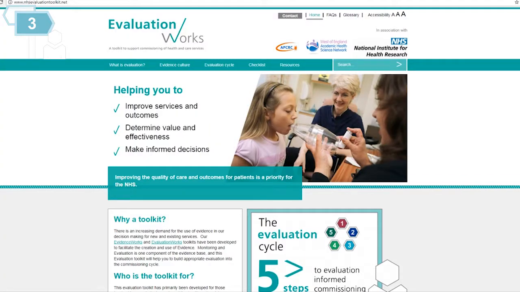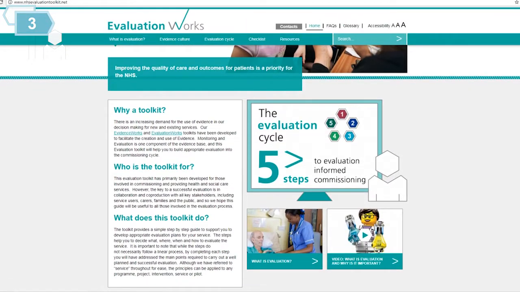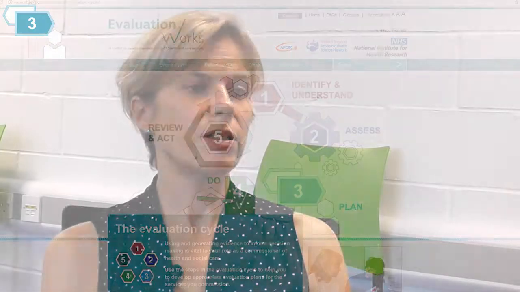Ideally, you'll have already defined the aims of the service using a logic model or a similar theory of change, for example, and you can find out more about this in the evaluation toolkit. Right, so the important thing is to set out the aim of the evaluation in simple terms.